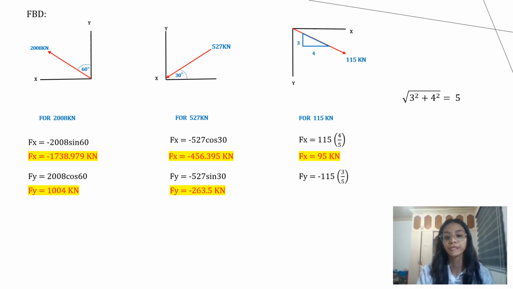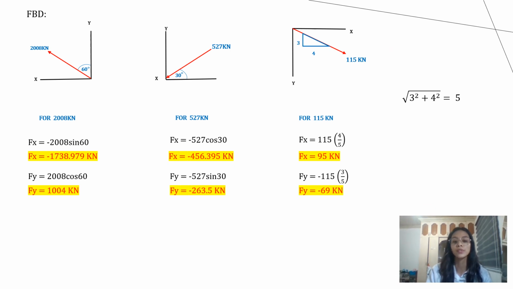Our Fy is negative 115 times 3 over 5. It is 3 since the y side is 3. Then it is negative since the line of action is downwards. So our Fy is negative 69 kN.